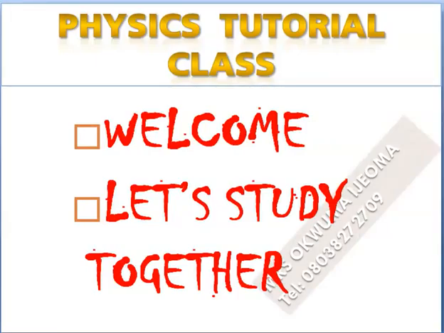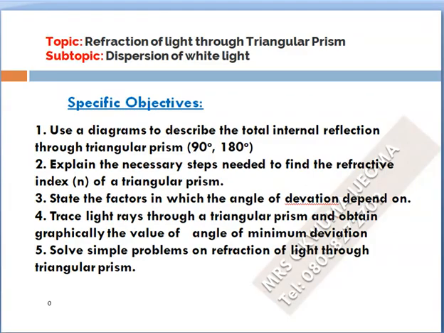Now, our specific objectives. Number 1, by the end of the lesson, students will be able to use a diagram to describe total internal reflection through a triangular prism of 90 and 180 degrees. Secondly, you will explain the necessary steps needed to find the refractive index of a triangular prism.